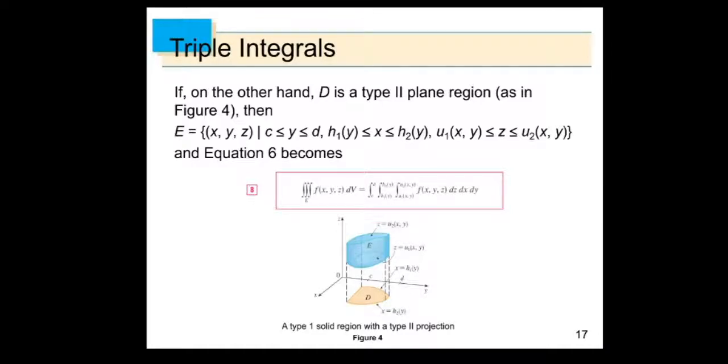So what has changed over here? We can see that c is less than or equal to y, which is less than or equal to d. And our x is greater than or equal to h1 of y, which is a function of y, and less than or equal to h2 of y, which is another function of y. And our z value is greater than or equal to u1, which is a function of x and y, and less than or equal to u2, which is another function of x and y.